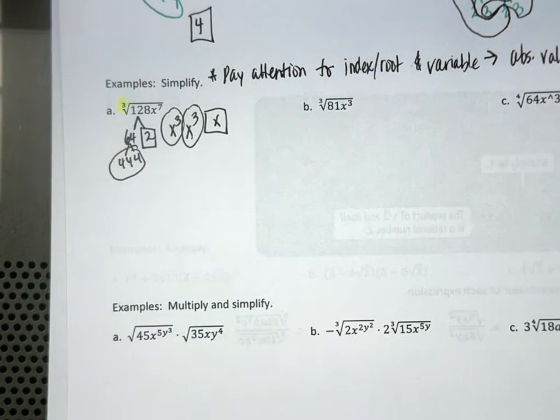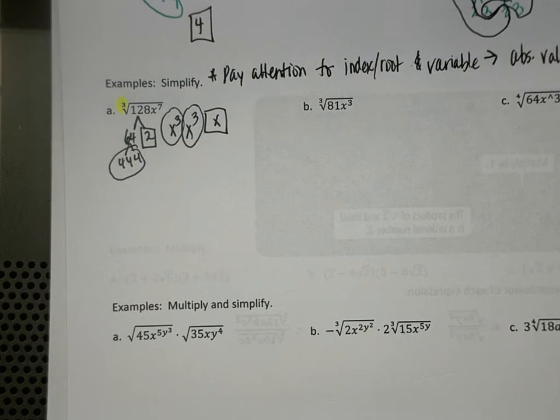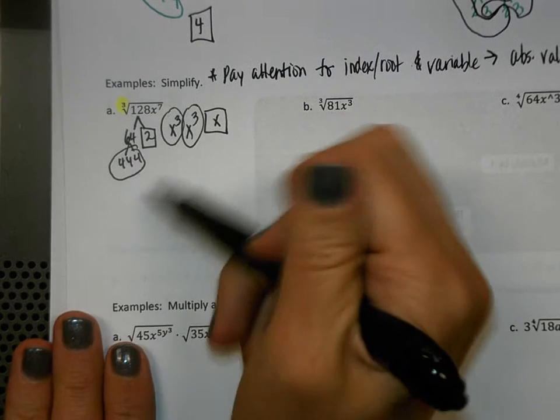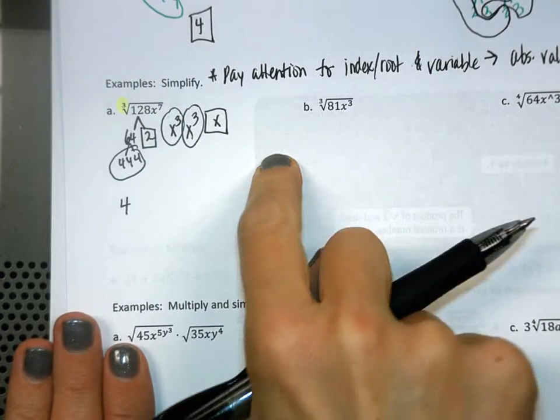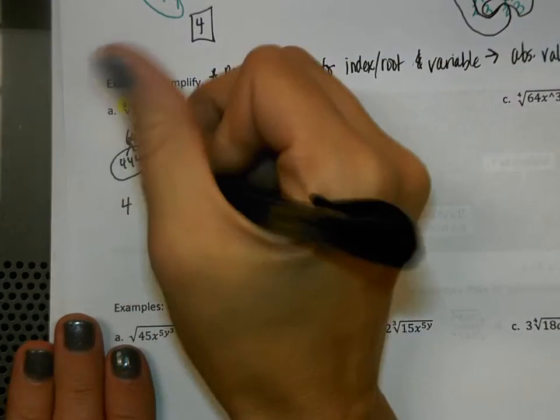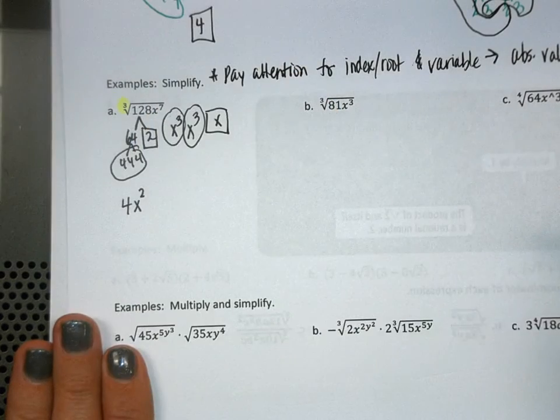So when I write this answer, how will I write it? What's going to go on the outside? So you have your group of 4, right? So you're going to have 4. And then when you have 2 groups of x's, I write that as x to what? X to the 2nd power.